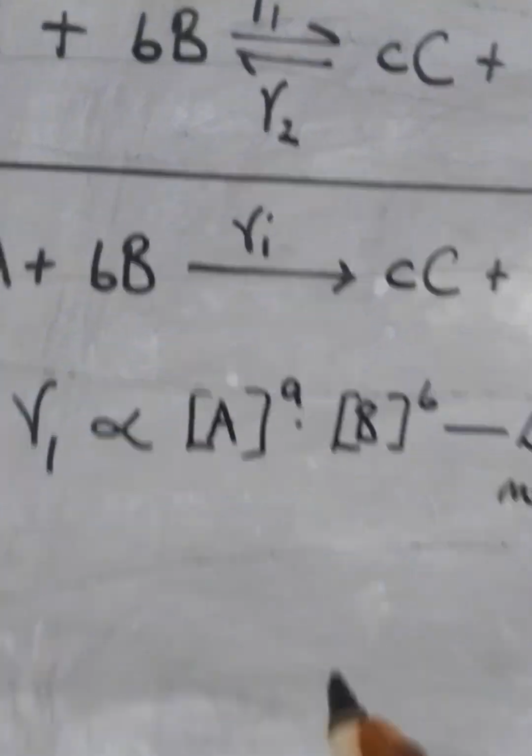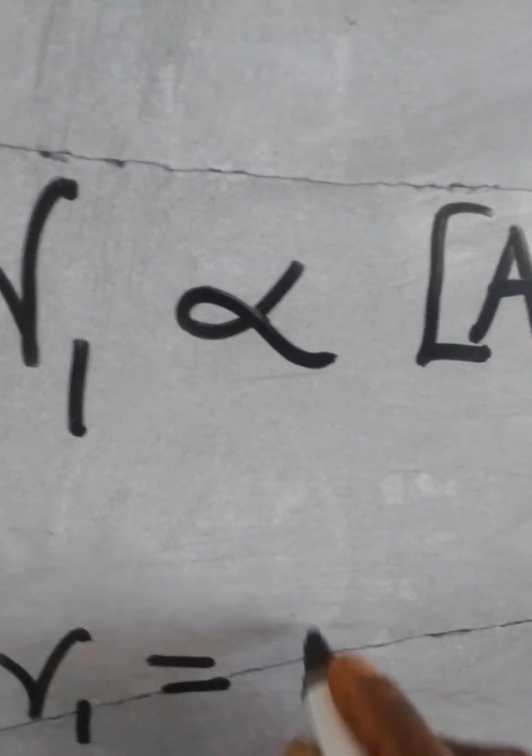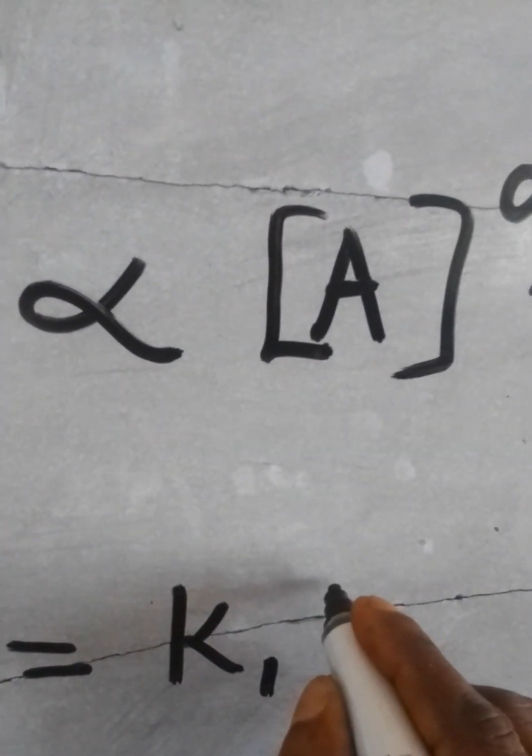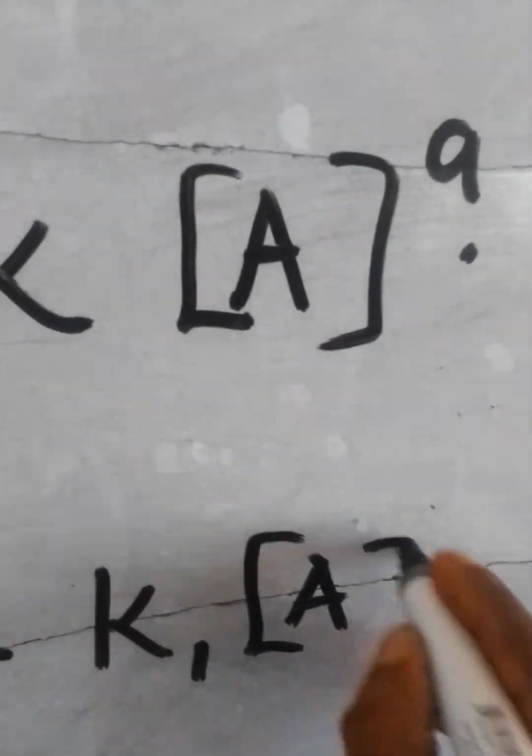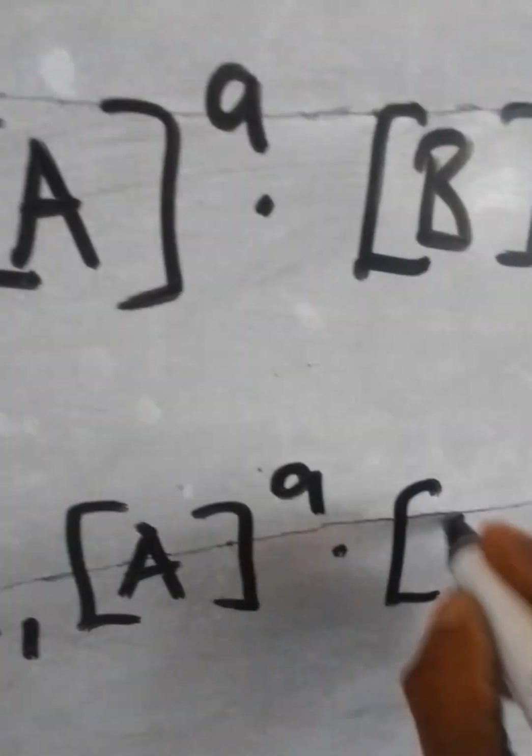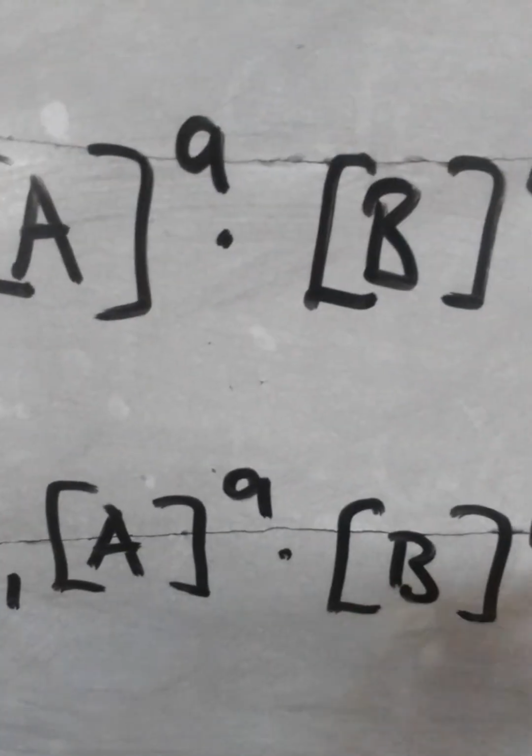So when we remove the variation sign, we now have R1 equals constant K1 times active mass of A times active mass of B. This is equation 1.